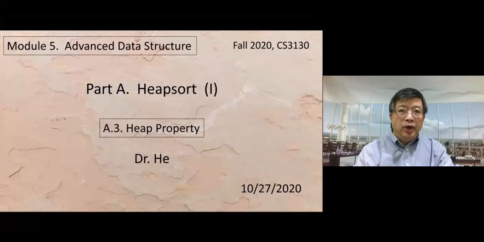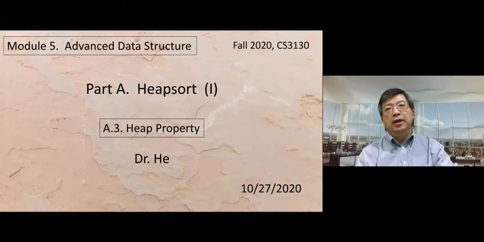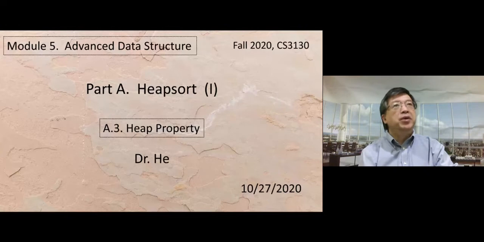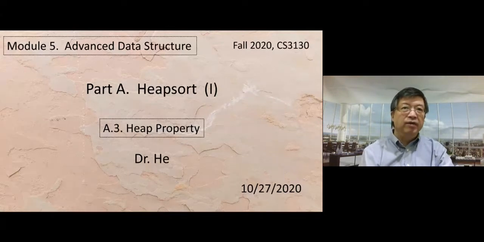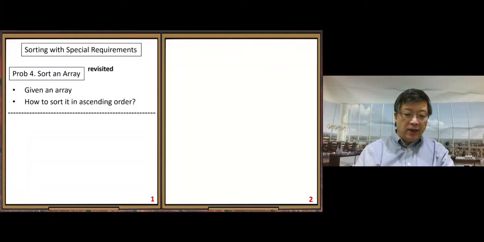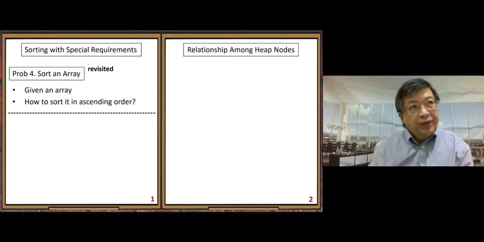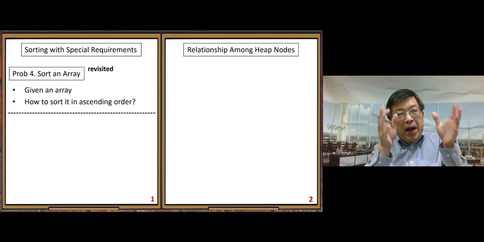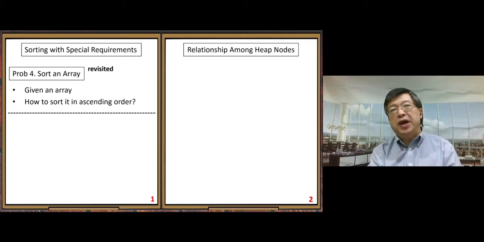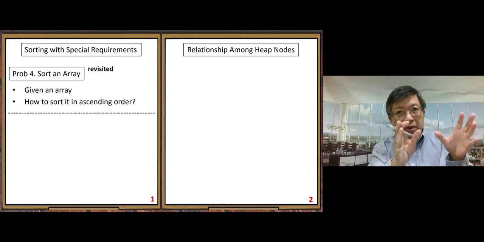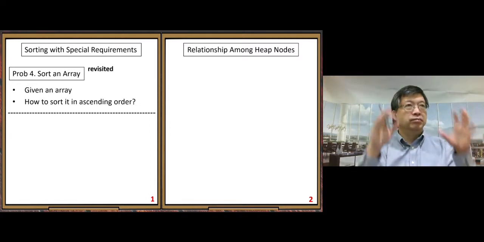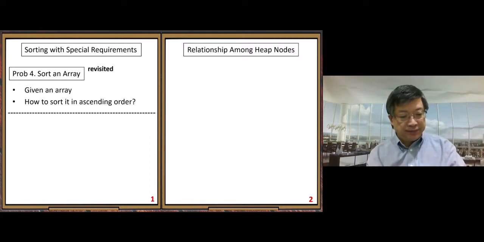1.3, heap property. Now we get to the most important property for the heap data structure, heap property. Because we need to describe a binary tree structure inside a heap, we want to look at the relationship among heap nodes.